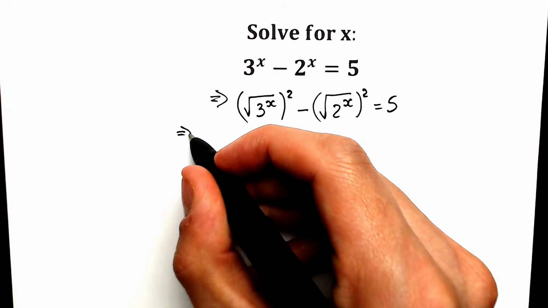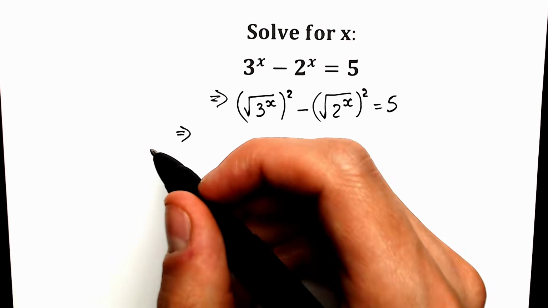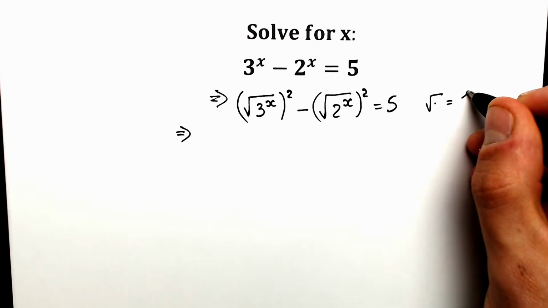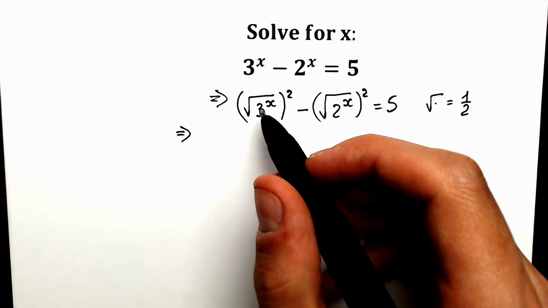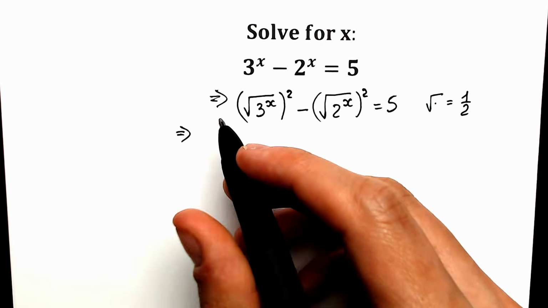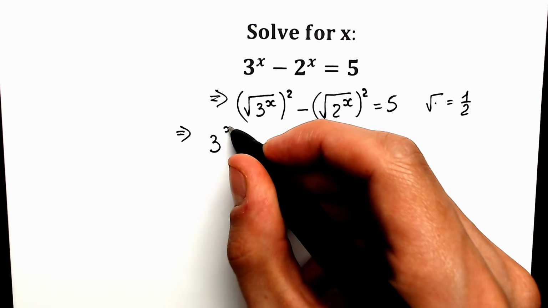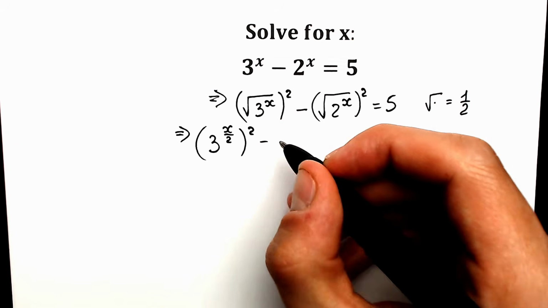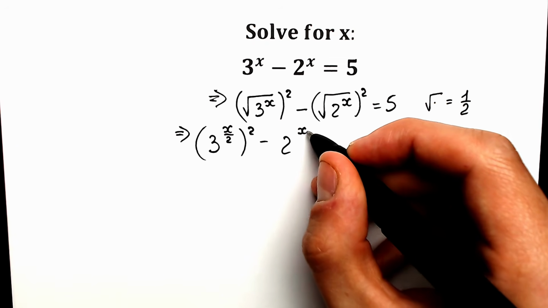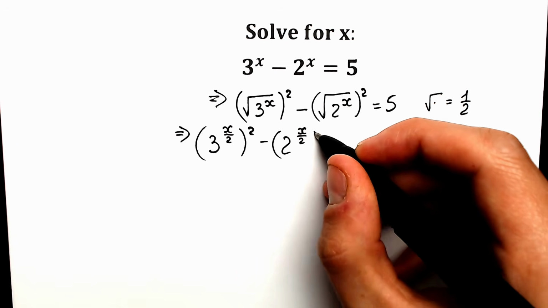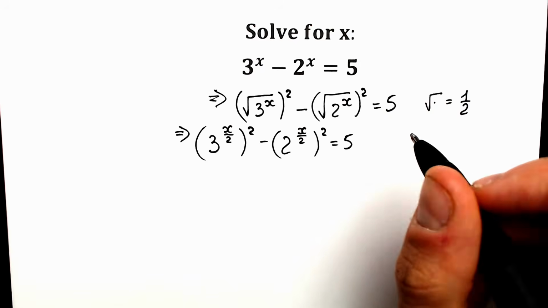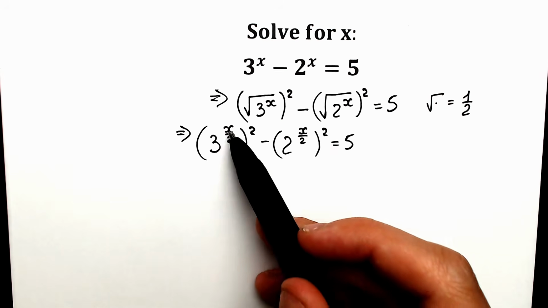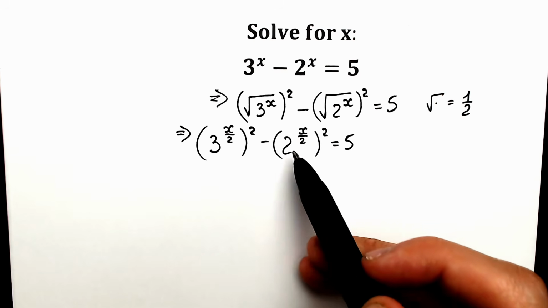I don't want to write this square root sign because everyone knows that the square root is a power of 1/2. So that's why I want to write that as 3 to the power x over 2, raised to the power 2, minus 2 to the power x over 2, raised to the power 2. So basically we have absolutely the same expression as in the beginning, and we can easily cancel this 2. We have 3 to the x, and from here 2 to the x.